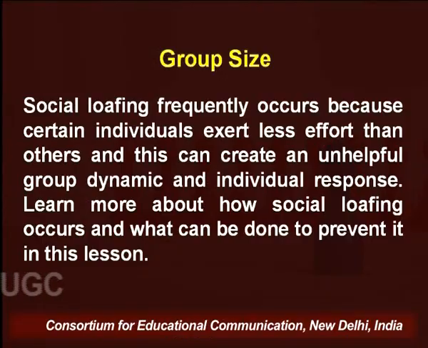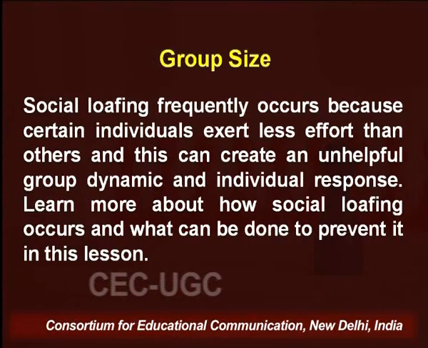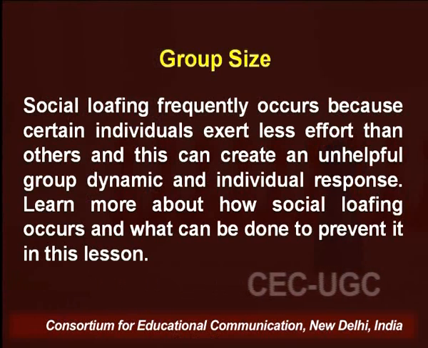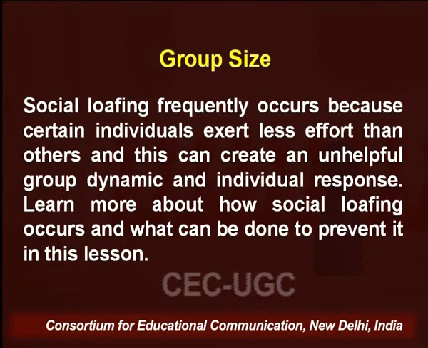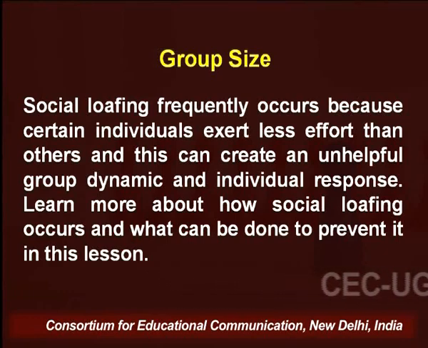This is seen as one of the main reasons groups are sometimes less productive than the combined performance of their members working as individuals, but it should be distinguished from the accidental coordination problems that groups sometimes experience. Social loafing frequently occurs because certain individuals expend less effort than others, and this can create unhelpful group dynamics and individual responses. So we have to learn how social loafing occurs and what can be done to prevent it.